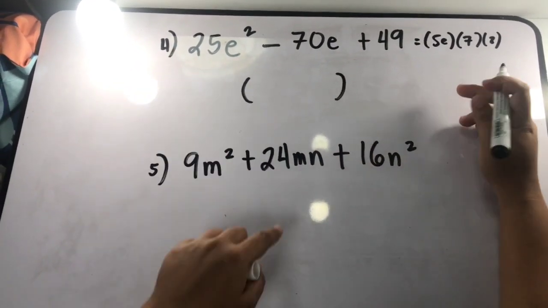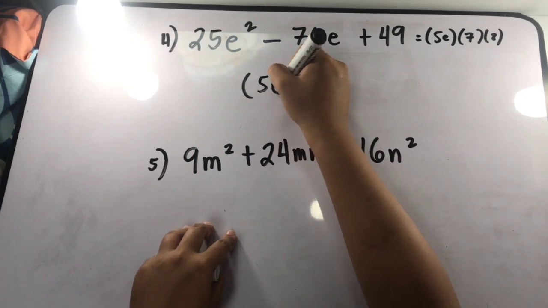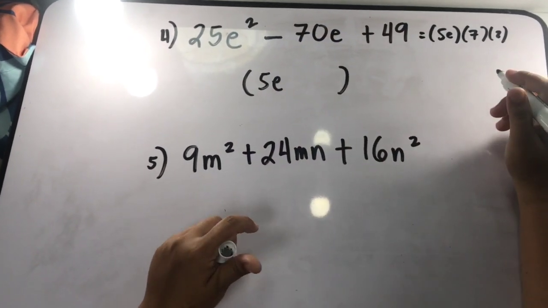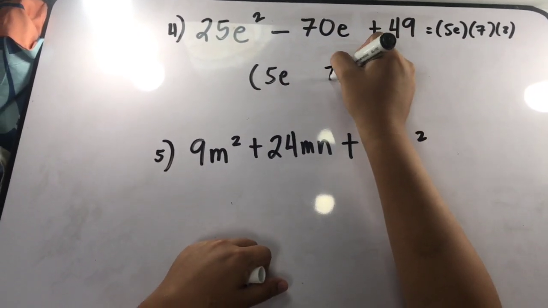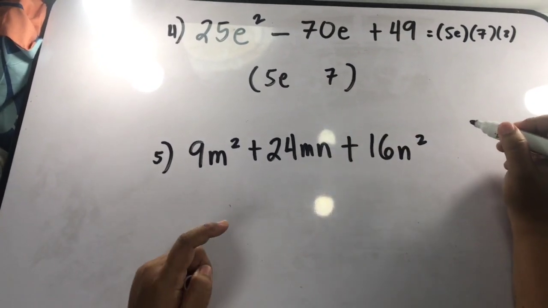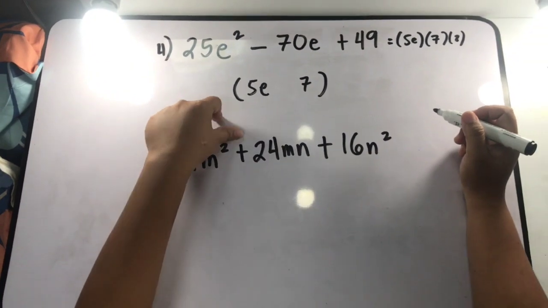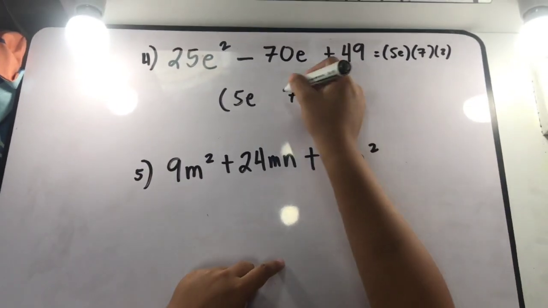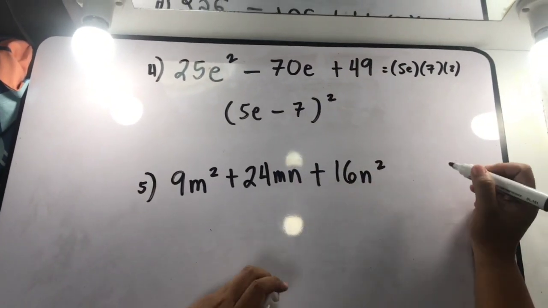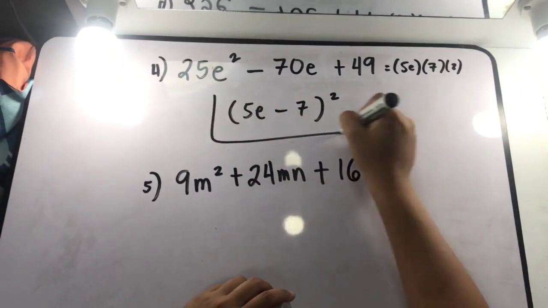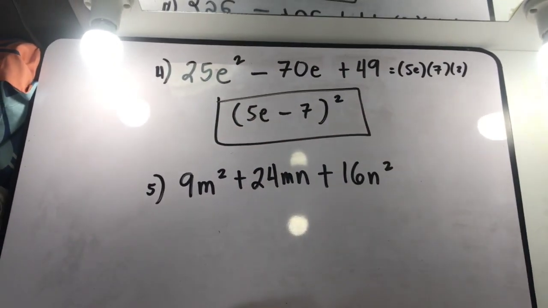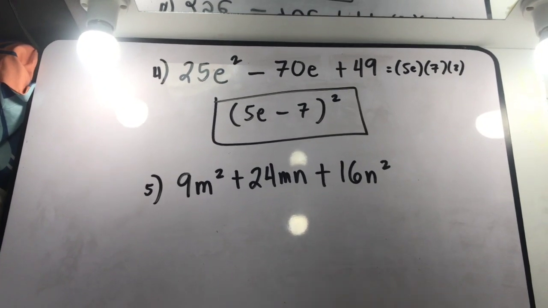Again, the square root of 25e squared is 5e. Square root of 49 is 7. Now, since the middle term is negative, our factors must be negative. Therefore, the factors are the quantity of 5e minus 7 squared.